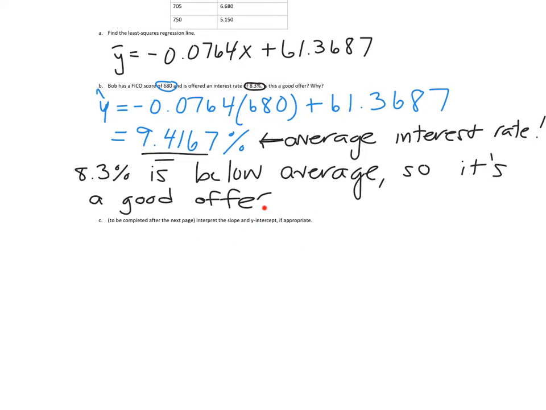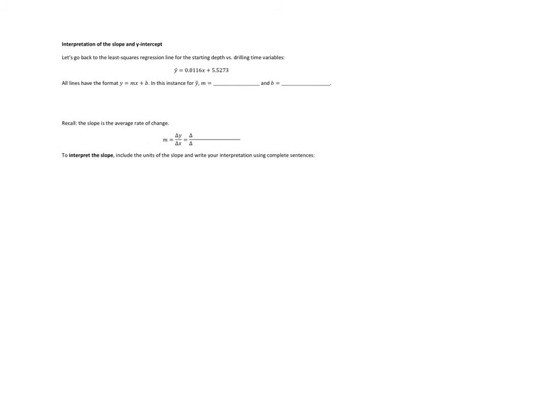Before we do that, let's explain how we're going to interpret the slope and y-intercept. So we'll come back to this page. All right, and then we're going to head on over to the interpretation of the slope and the y-intercept. Okay, so this is the least squares regression line for our drilling 5 feet at various depths. So we did that in our first example.